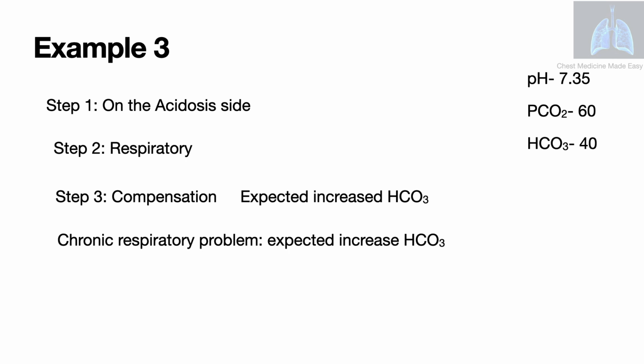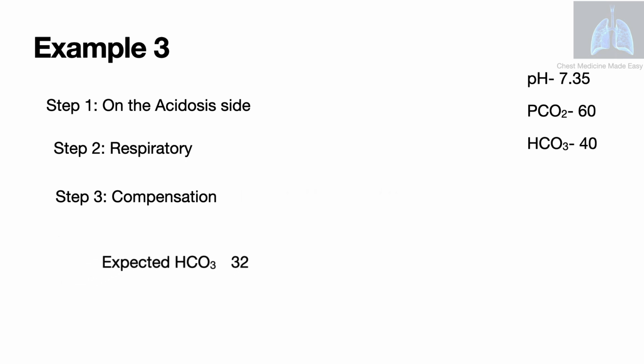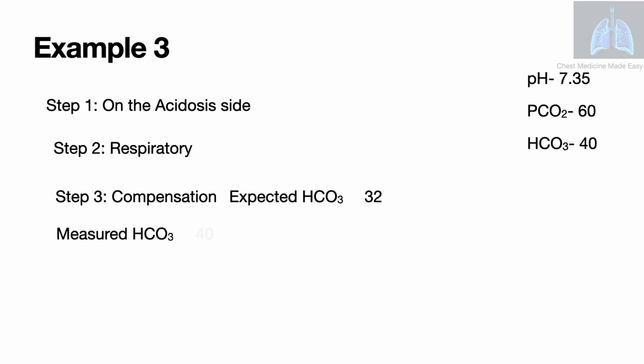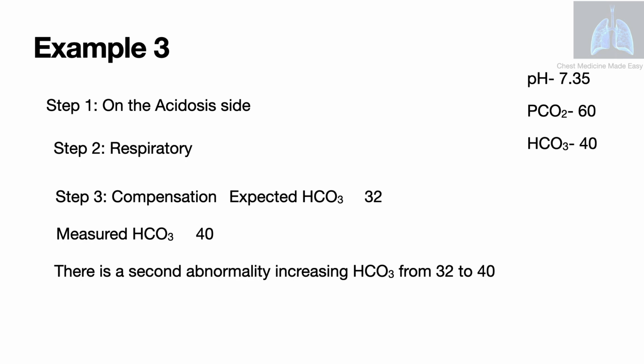If you would recall, we said for every 10 increase in PCO2 in a chronic setting, there would be 4 units increase in bicarbonate. So here the PCO2 has increased to 60, that is an increase of 20 millimeters of mercury. So there would be an increase in bicarbonate by 8 units. So the expected bicarbonate level would be 24 plus 8, that is 32 units. But here the bicarbonate level is 40. The measured bicarbonate is 40. So there is a second abnormality in this patient which has increased the bicarbonate level from 32 to 40.